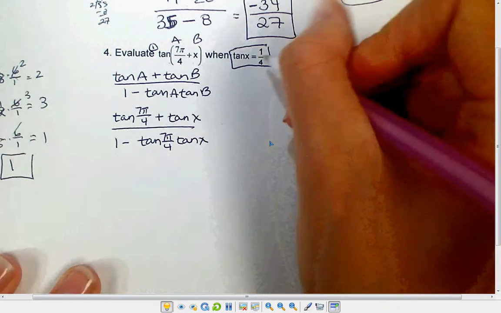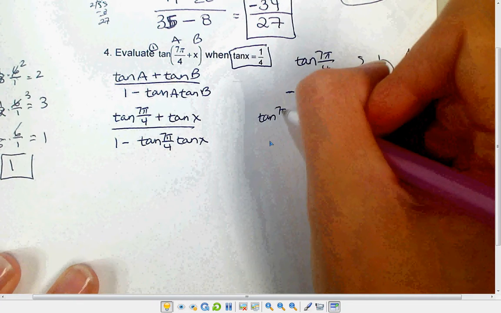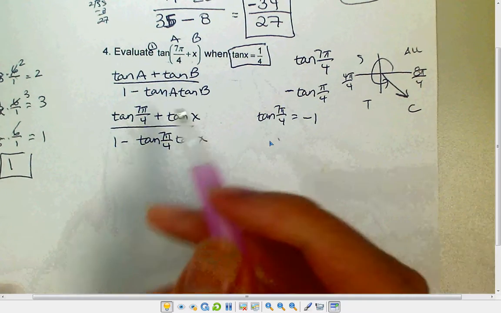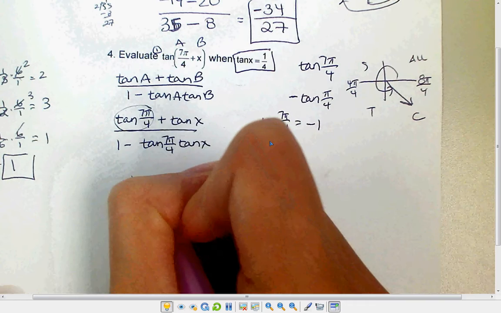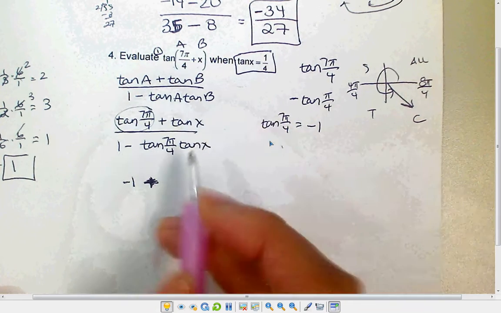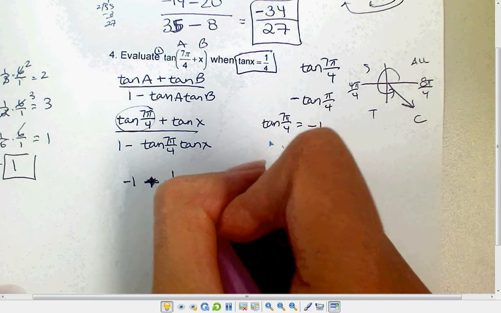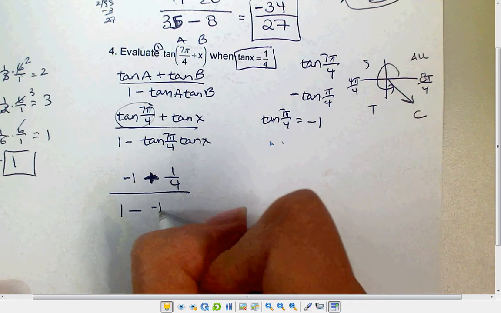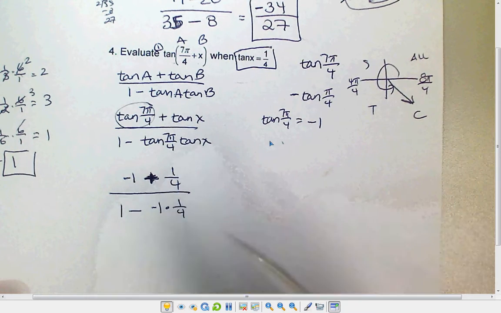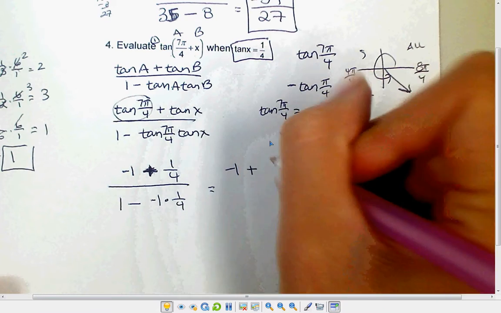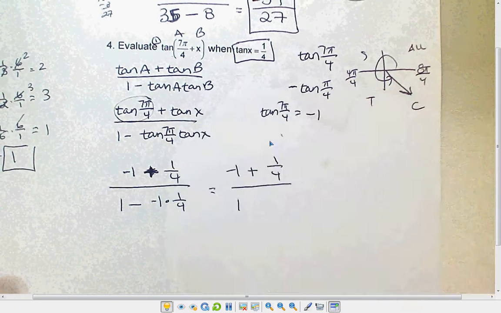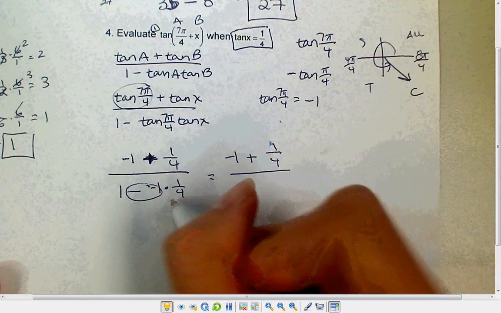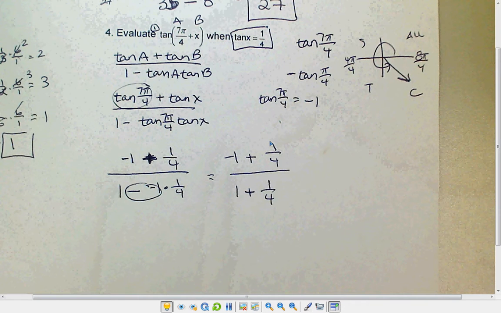So now that I know that tangent of x is 1/4 and tangent of 7 pi over 4 equals negative 1, I can plug both of these into this equation. So tangent of 7 pi over 4 I know is negative 1, plus tangent of x is 1/4, over 1 minus tangent of 7 pi over 4, which is negative 1, times tangent of x, which is 1/4. So this gives me negative 1 plus 1/4. Over here I have 1 minus a negative, again turns into a plus, and 1 times 1/4 is 1/4.